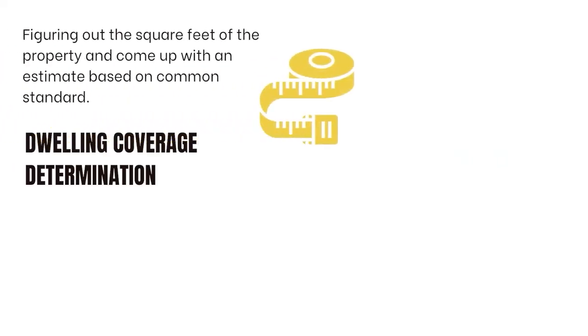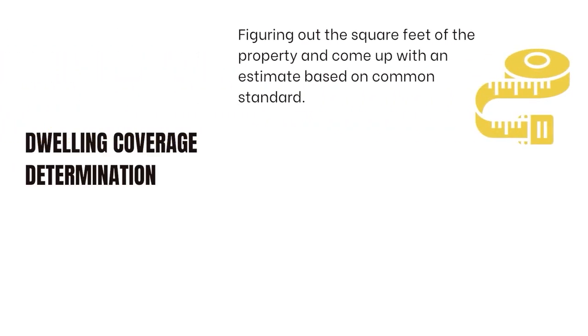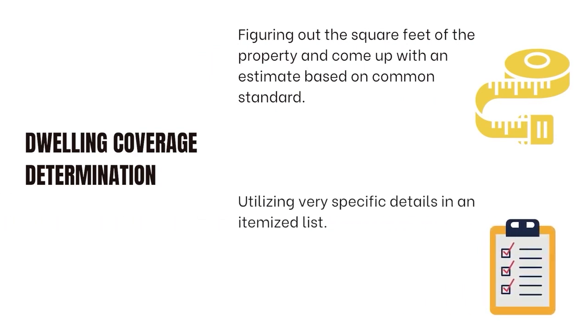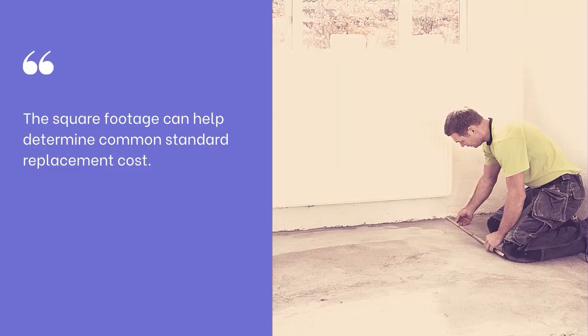Some would figure out the square feet of the property and come up with an estimate based on a common standard. Others will utilize very specific details in an itemized list. The second option, of course, is probably more exact, though the client would have to spend an extensive amount of time itemizing and figuring out replacement costs. I usually would do a blend in this way. I take the square footage and determine the common standard of replacement, then I ask a few basic questions. What would it cost if you have a loss and have to replace the following items?